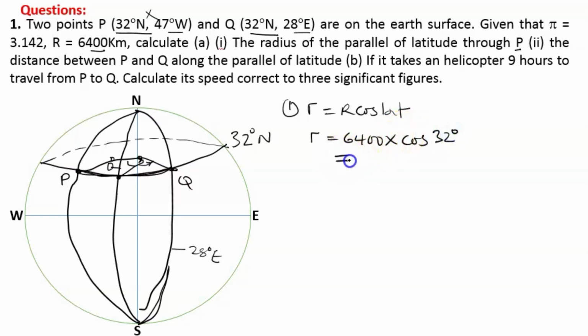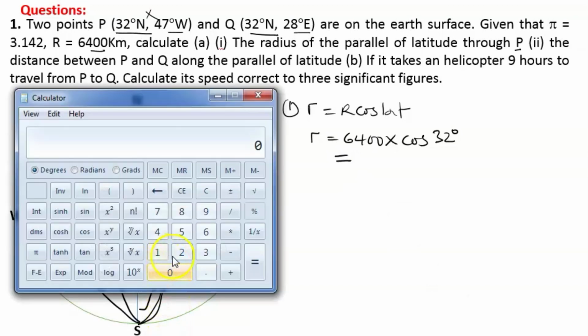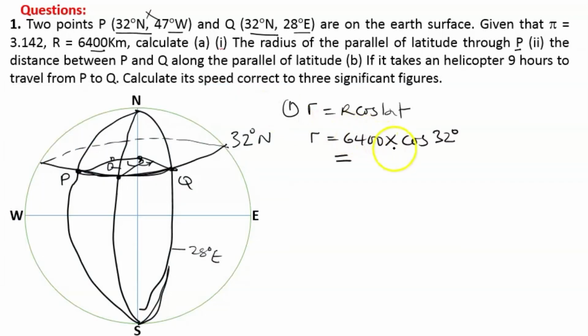When I pull up my calculator, I take the cos of 32 degrees multiplied by 6400. This is going to give me 5427.51 approximately. So I have 5427.51 kilometers to 2 decimal places.